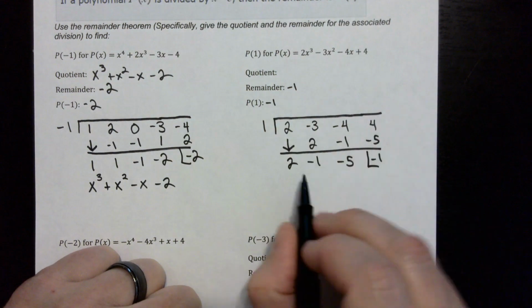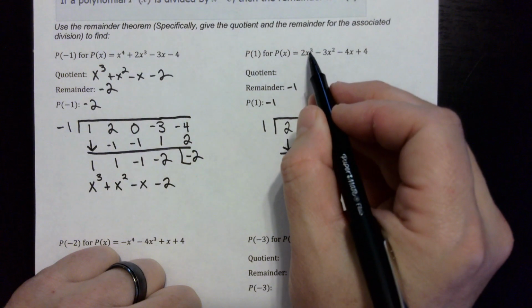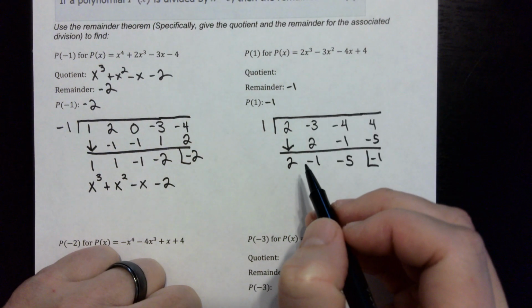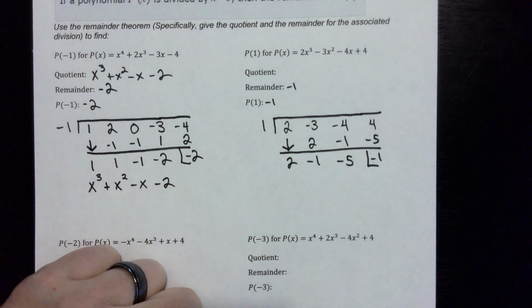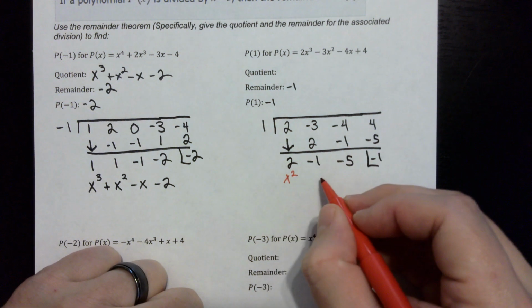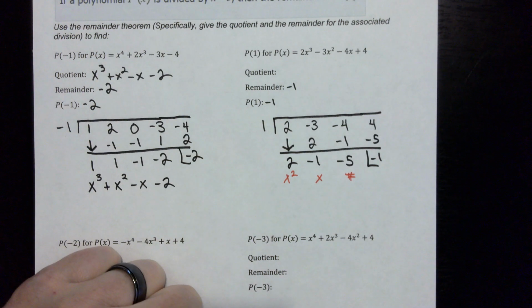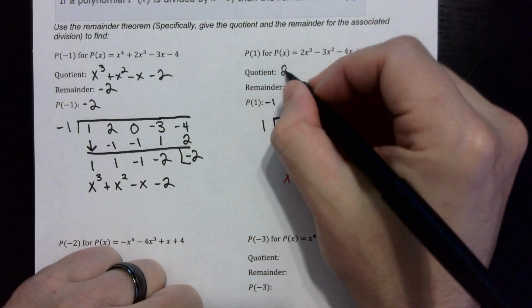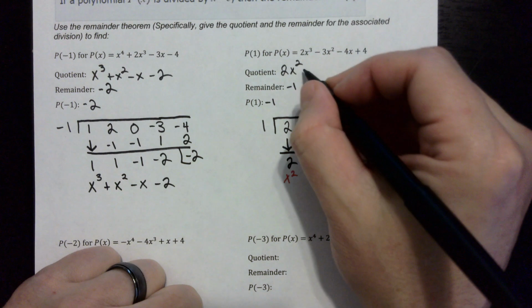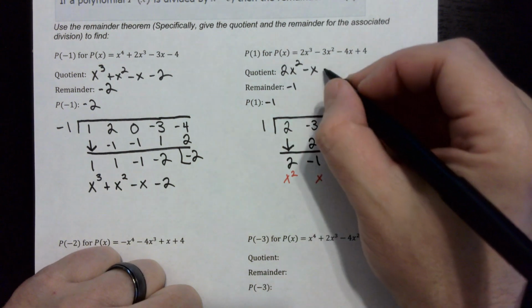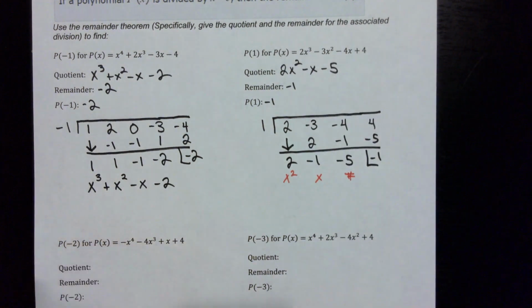This one right here, the coefficients: you just drop this exponent by 1 and then use these coefficients. So this will be my x squared term, this will be my x term, and this will be my number term. Okay, so I'll write those down: 2x squared minus x minus 5 is your quotient.